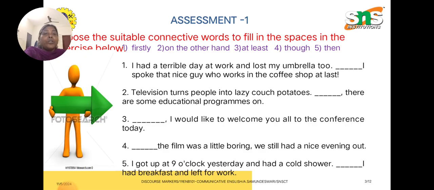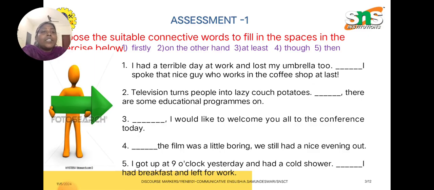So now you have got an idea about how to connect sentences with the help of connective phrases and all. I had a terrible day at work and lost my umbrella too. I spoke to that nice guy who works in the coffee shop at last. So here you are talking about how the day is too hectic. So here you can go with the words at least I spoke to that nice guy.